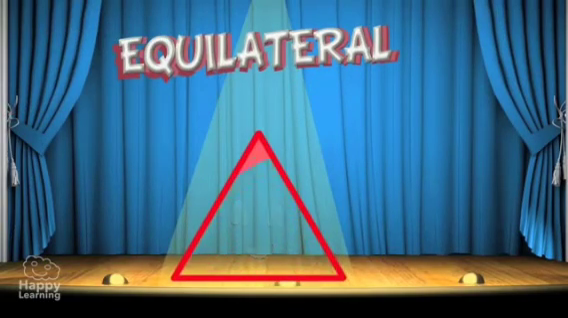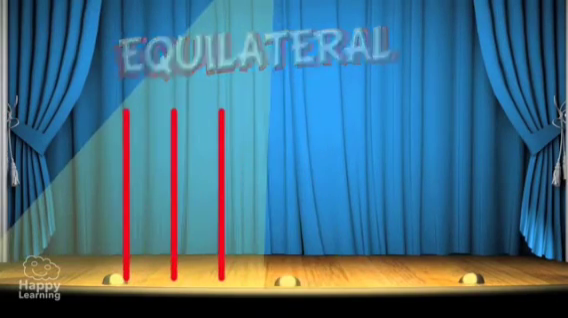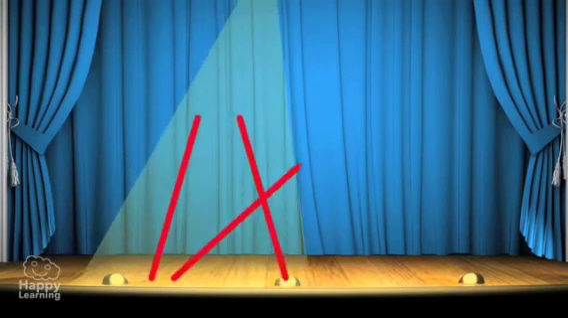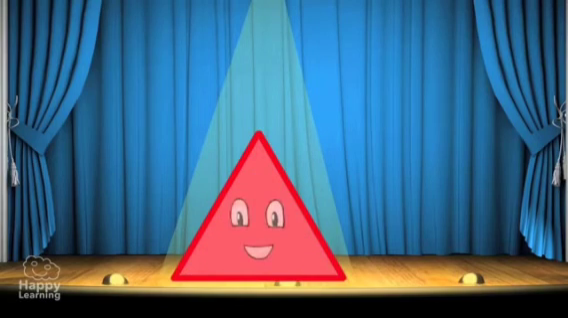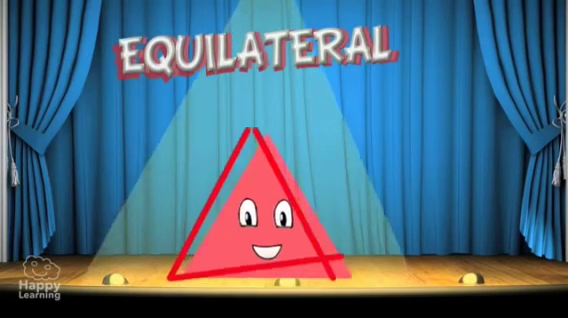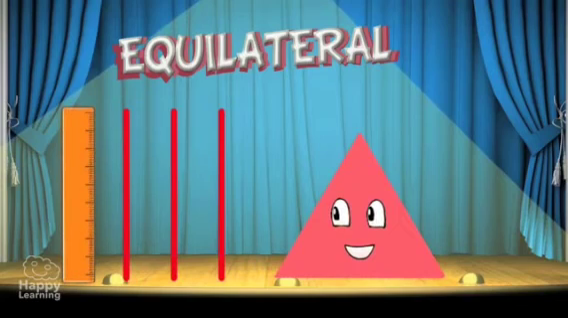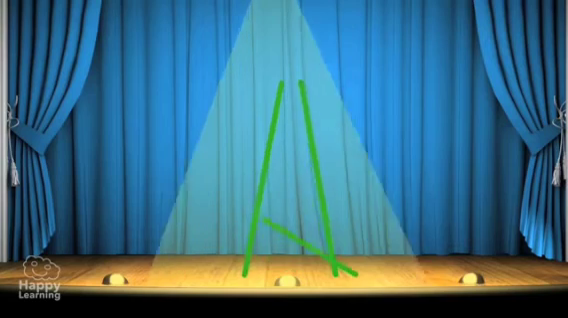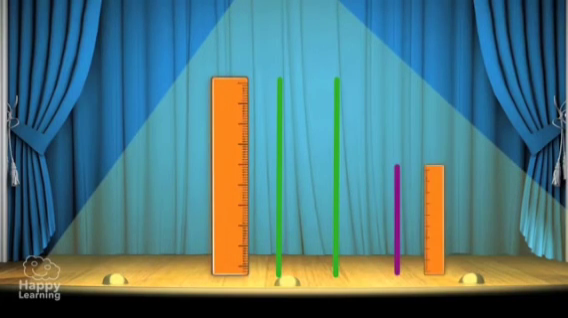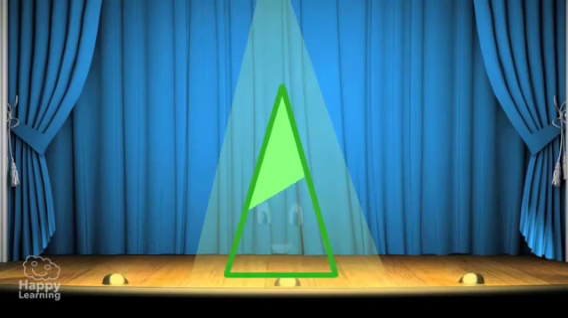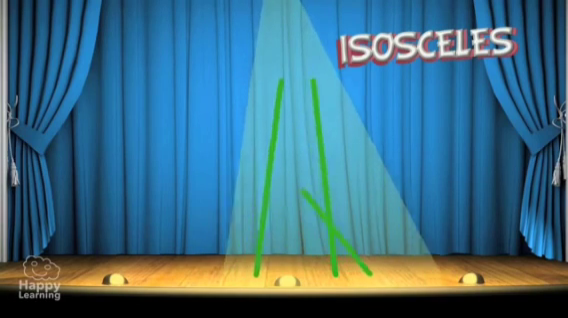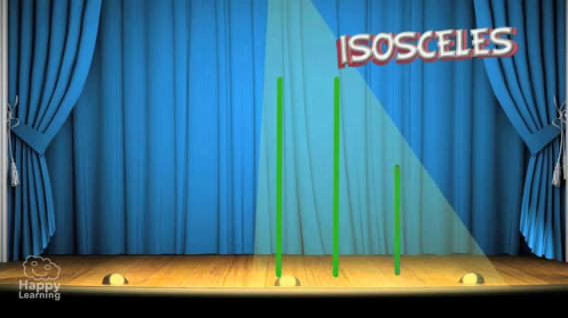In equilateral triangles, all the sides are the same length. Can you see how it's formed? Good. So this triangle is equilateral because its three sides are exactly the same. In an isosceles triangle, two sides are the same length and one is different. See how it's formed? Great. So this is an isosceles triangle with two equal sides and one different one.